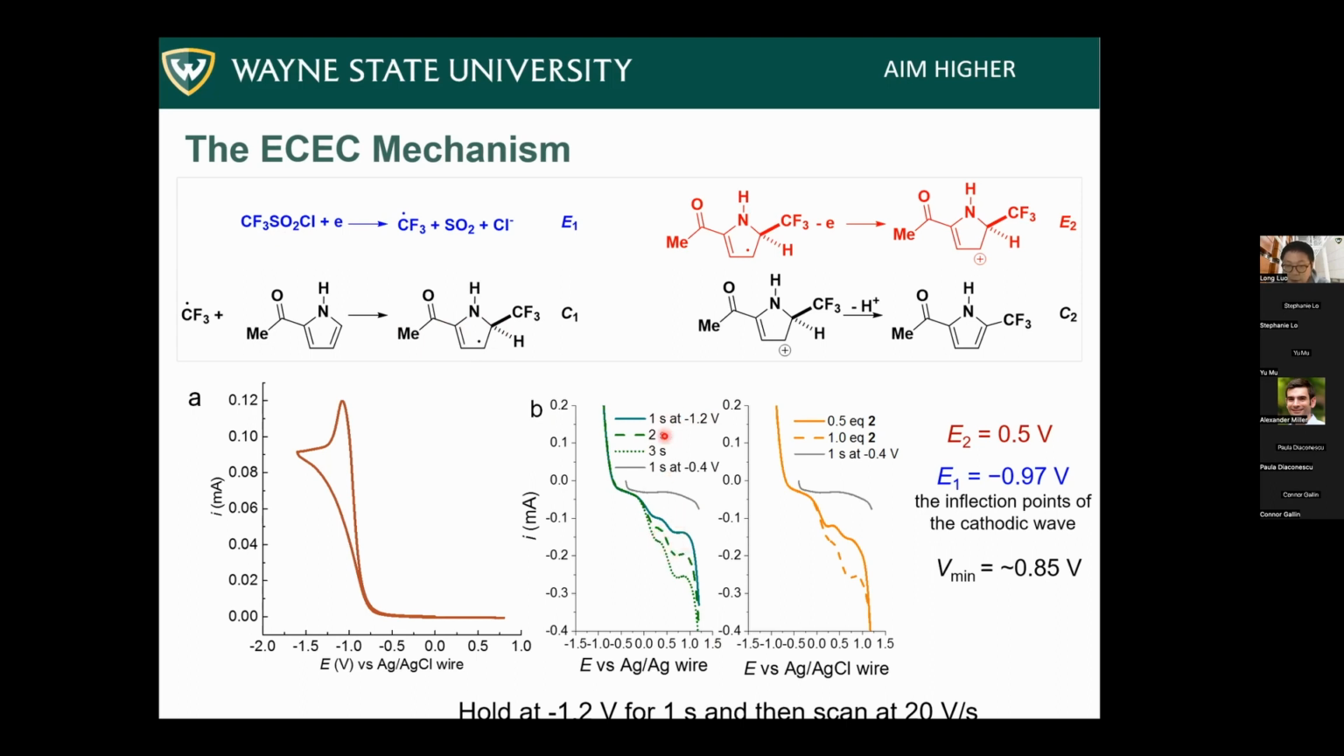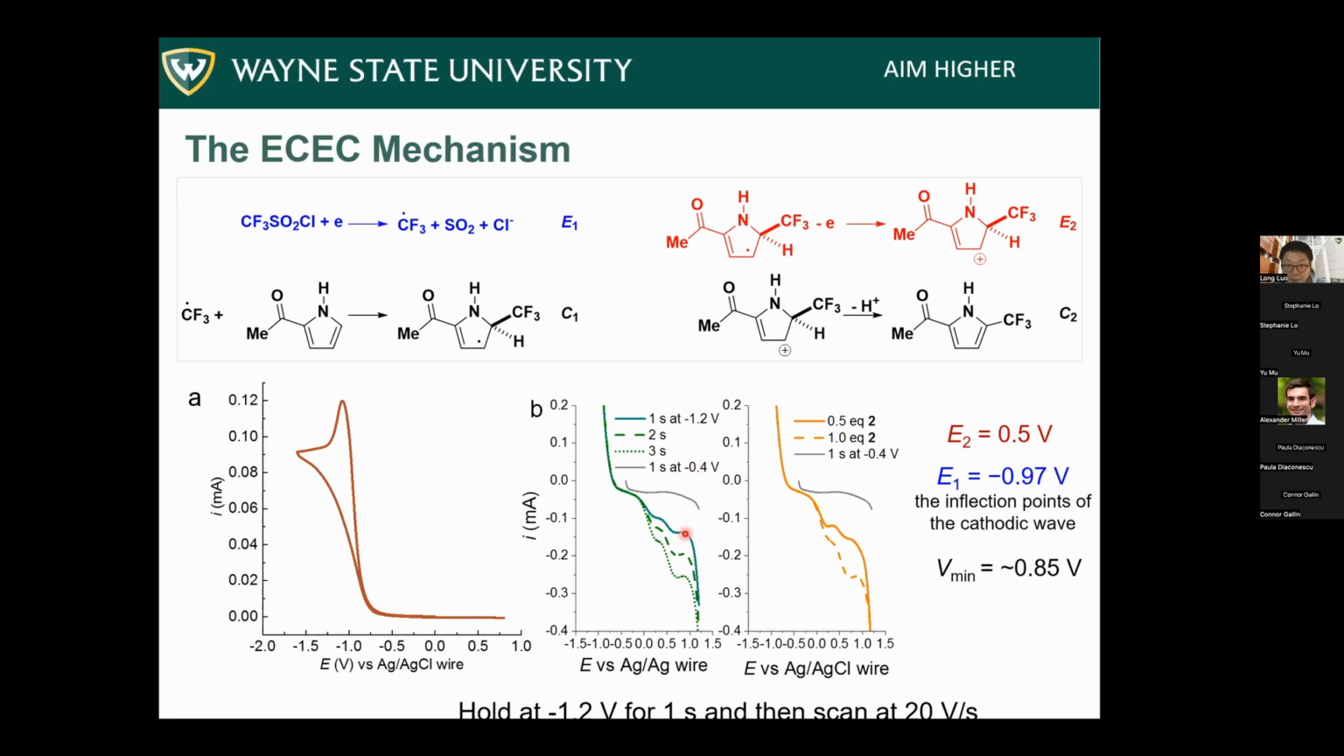Then we hold for different times, so we can control the different amounts of CF3 dots being generated. And you can see the waves increasing, right? There are two peaks that are increasing. One is this one, the other one is that one. At this point, we don't know which one is which. But we do see some oxidation peaks appearing that are associated with some intermediate oxidation.